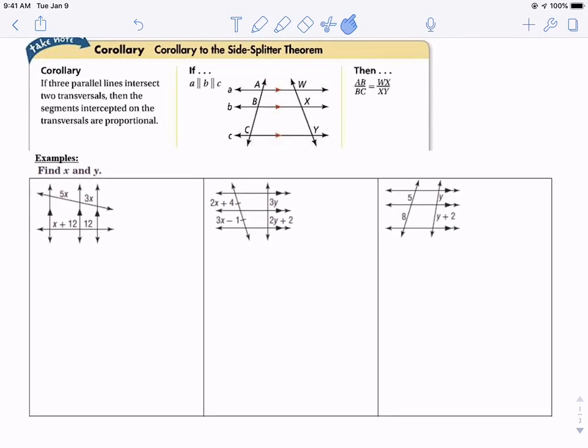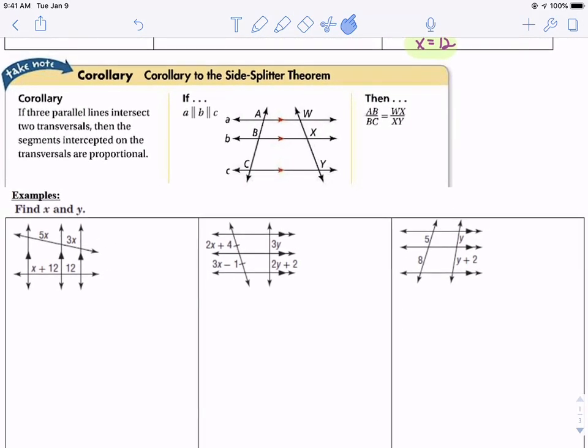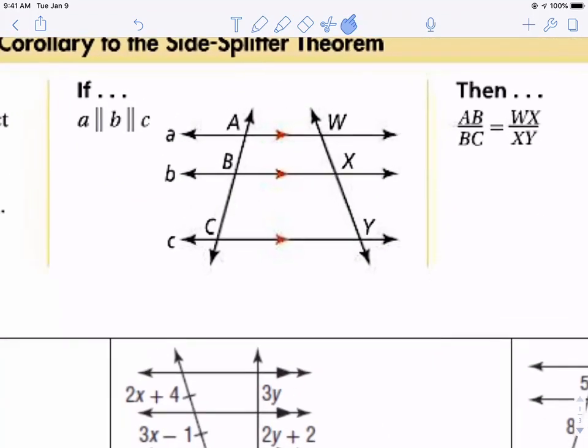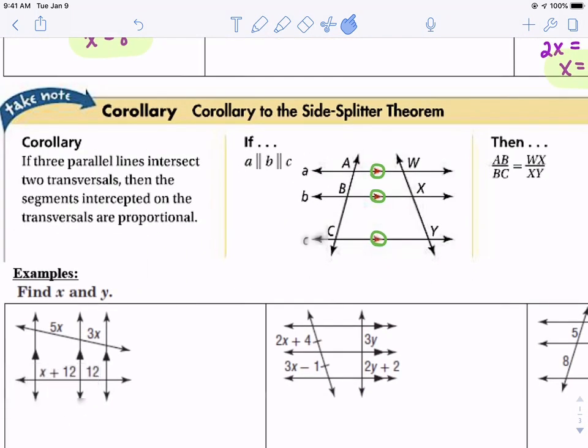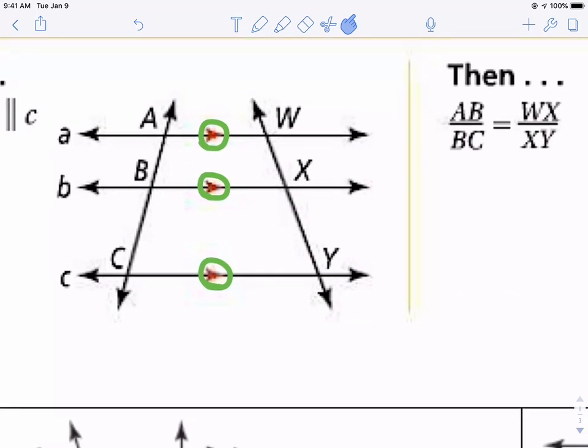So the second main idea here is a corollary to the side splitter theorem. This seems to be one of those theorems that they really like to use on standardized tests. I don't really know why, but it seems like this is something that they feel is important for you to know. So if you have three parallel lines, and this actually works if there's more than three, any number of parallel lines cut by two different transversals, it will make those segments proportional. So the segments on the intercepted transversals are proportional. That sounds complicated. It's not.